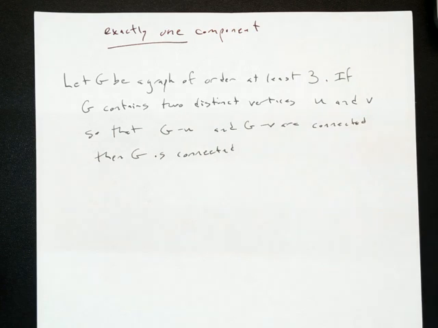Okay, wait a second. Order at least 3 means what? Right, order is number of vertices. So I have to have at least 3 vertices. And I have to be able to name 2 of them, pull one of them away, the result is still connected. I put that back, I pull the other one away, the result is still connected. With both of them in there, it needs to be connected.